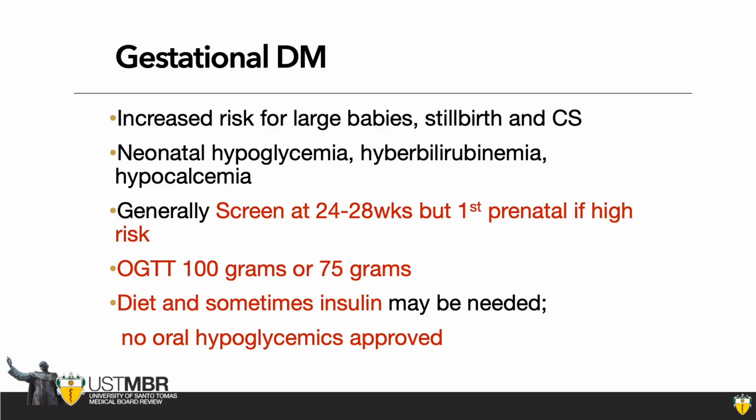Gestational diabetes, if you're going to screen, it's at 24 to 28 weeks. Or if they're very high risk, it should be done at the first prenatal visit. We either do a 100 grams or 75 grams oral glucose tolerance test. Why do we care? If poorly managed, patients may have large babies, higher risk for stillbirth, higher risk for cesarean section, and higher risk for neonatal hypoglycemia. Managed well, they're as good as any non-diabetic pregnant mother.